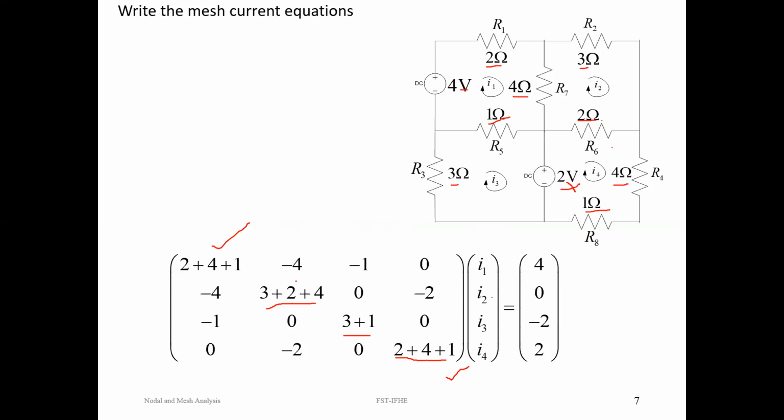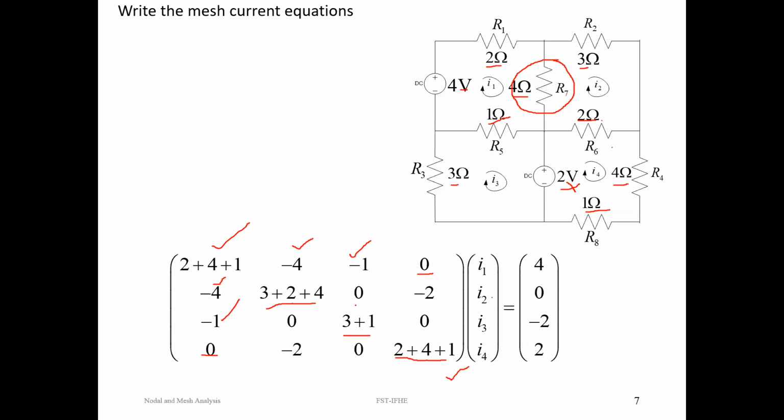What is the off-diagonal element? Identify the resistor which is common between first mesh and second mesh. This is the common element, minus 4. 1, 2 is equal to 2, 1. Then identify the resistor common between first mesh and third mesh, 1 ohm, so minus 1. 1, 3 is equal to 3, 1. Identify the resistor common between first and fourth mesh. There is no resistance common between first and fourth mesh, therefore 0. 1, 4 is equal to 4, 1.